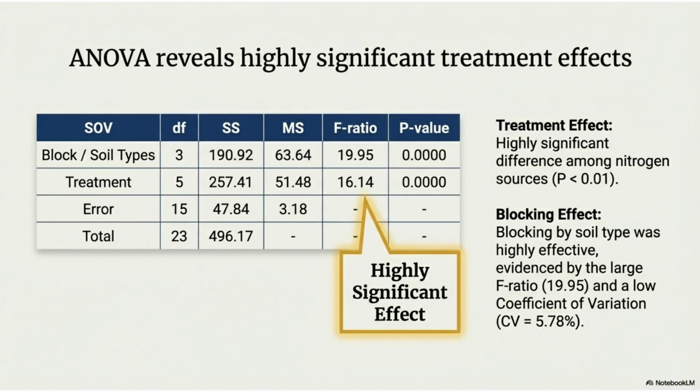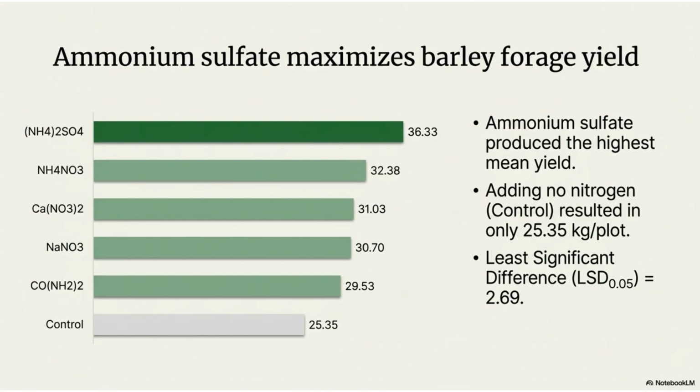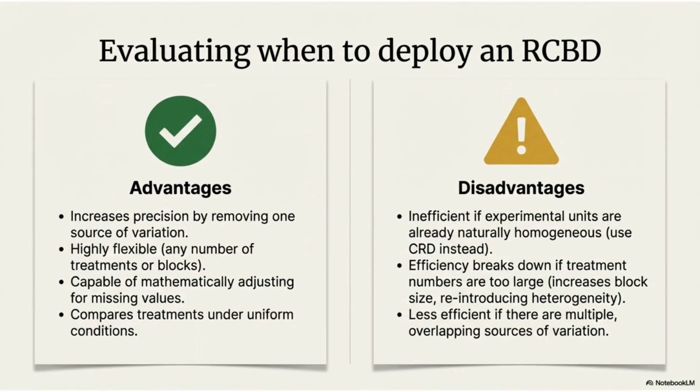ANOVA reveals highly significant treatment effects with a low p-value. Blocking by soil type was also highly effective, evidenced by the large F ratio of 19.95 and a low coefficient of variation of 5.78%. The analysis shows that ammonium sulfate produced the highest mean yield at 36.33 kilograms/plot. Adding no nitrogen, the control, resulted in the lowest yield at 25.35 kilograms/plot.